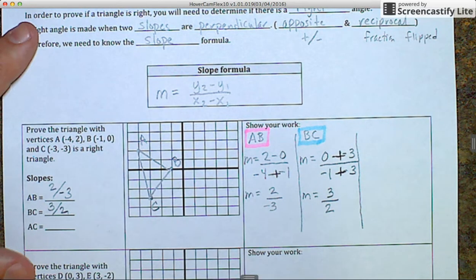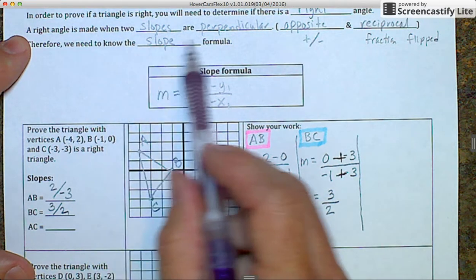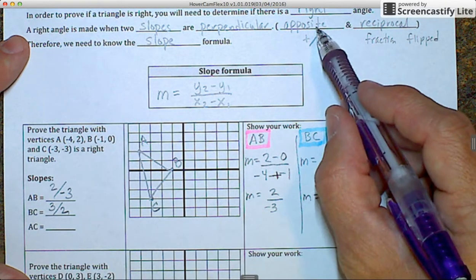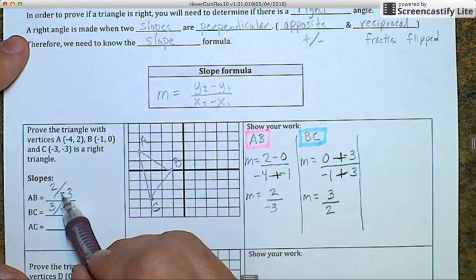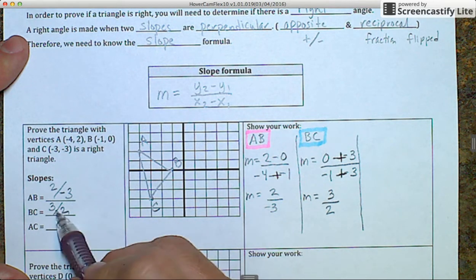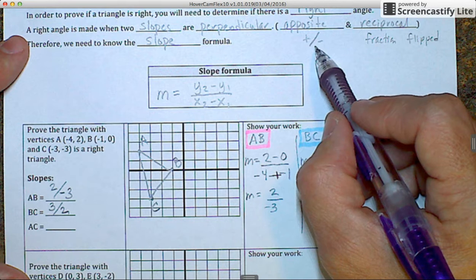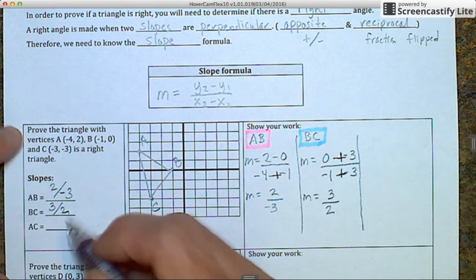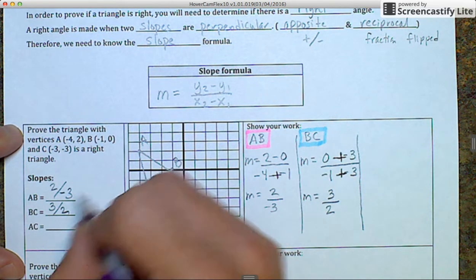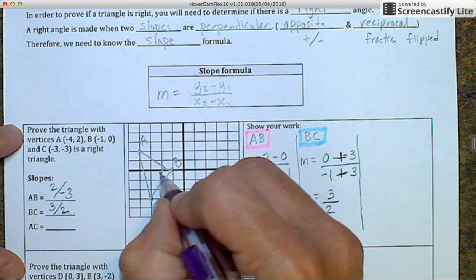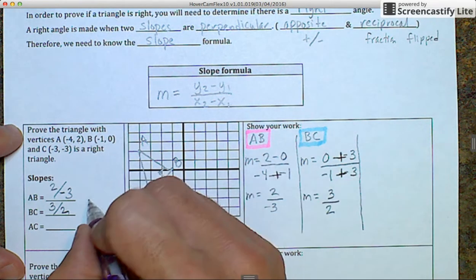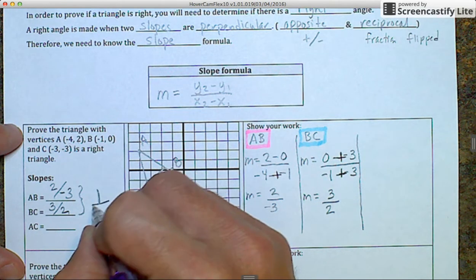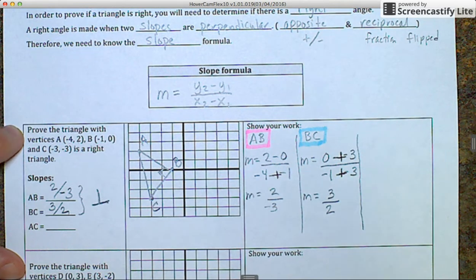Now, as soon as I get two slopes, because all it says is a right angle is made when you have two slopes that are perpendicular, I want to see if they're perpendicular. Perpendicular said they're opposite, one positive, one negative. Well, I have a negative slope here and I have a positive slope here, so it satisfies that characteristic. And the reciprocal, which means a fraction flipped, 2/3 and 3 over 2. So therefore, this right here is a right angle. We just proved that this is a right triangle because these slopes are perpendicular. And that's the symbol for perpendicular, an upside down capital T.